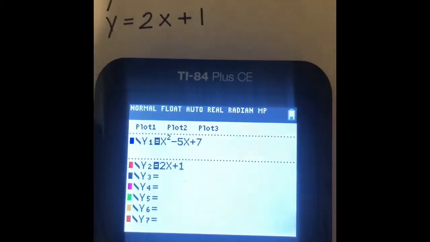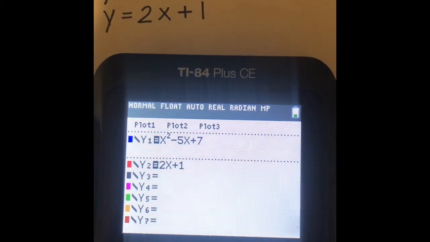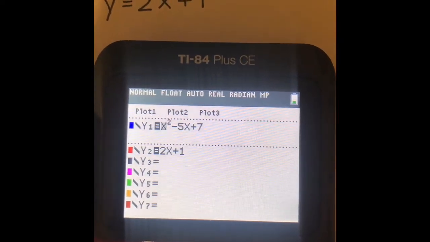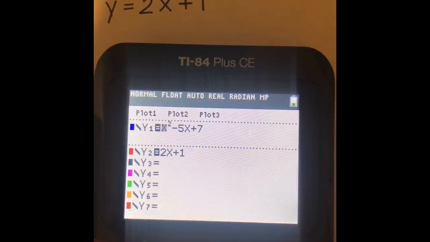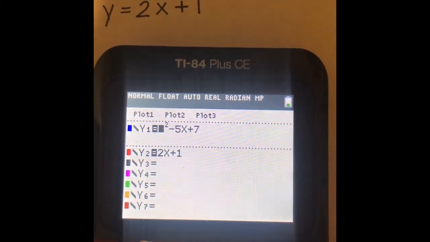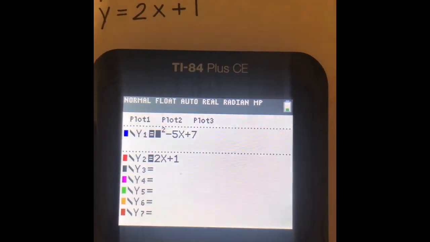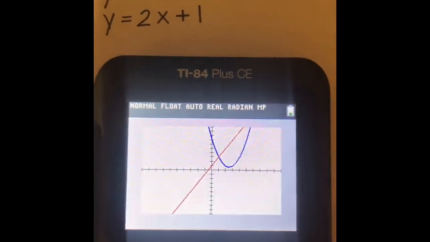So the first thing that you want to do is go ahead and type in those 2 equations into your graphing calculator by going to the y equals button. Remember that they always have to be in y equals form, so if you had something like negative 2x plus y equals 1, you would need to move it over so it's y equals positive 2x plus 1. Alright, we are going to go ahead and graph it.